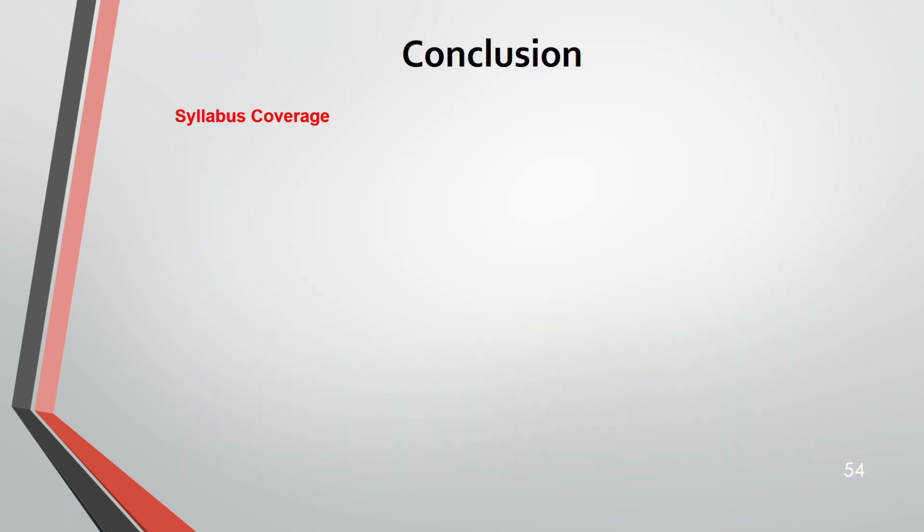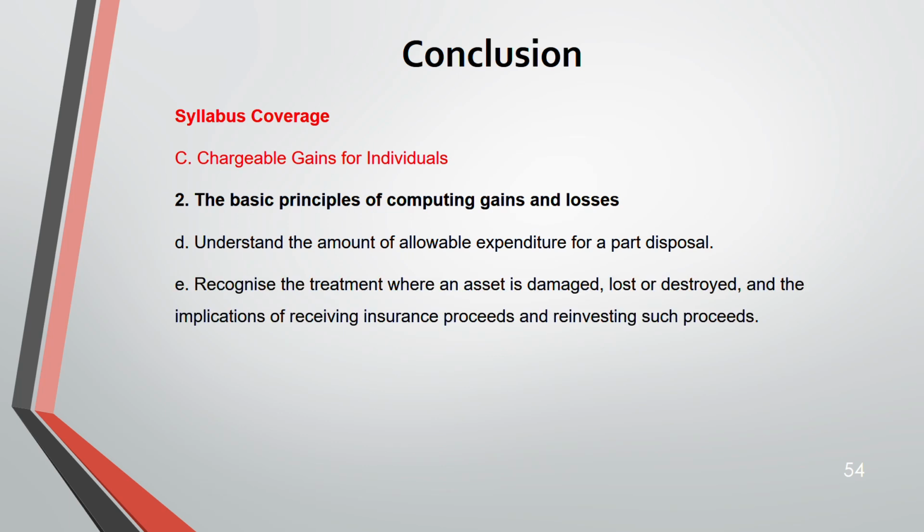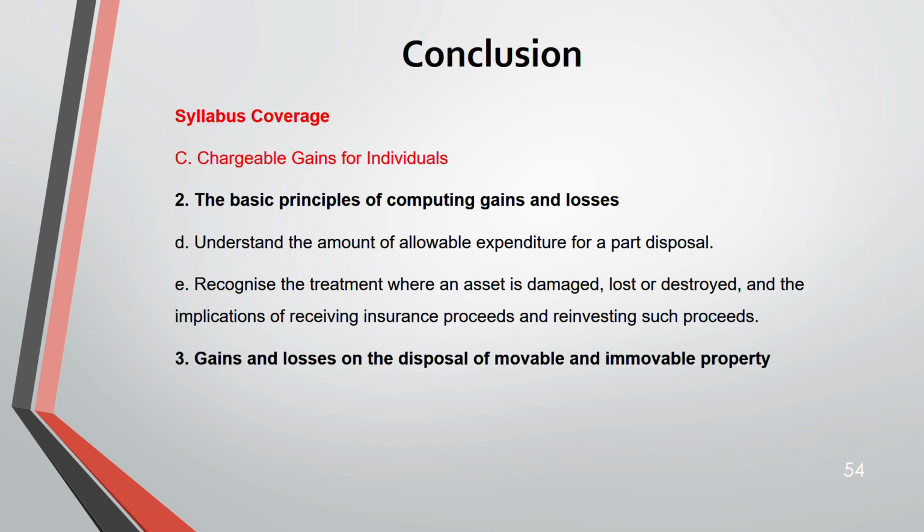Now, that's it. The syllabus area that we have touched on in this lecture is section C, and here the second part, computing gain and loss. So understand the allowable expenditure for a part disposal, that is the fraction, cost into A divided by A plus B. Then recognize the treatment when the asset is damaged, lost or destroyed. And also for the insurance proceeds, reinvesting, not reinvesting or partial reinvestment, the three scenarios. Then gain and loss when you're disposing a movable or immovable property.